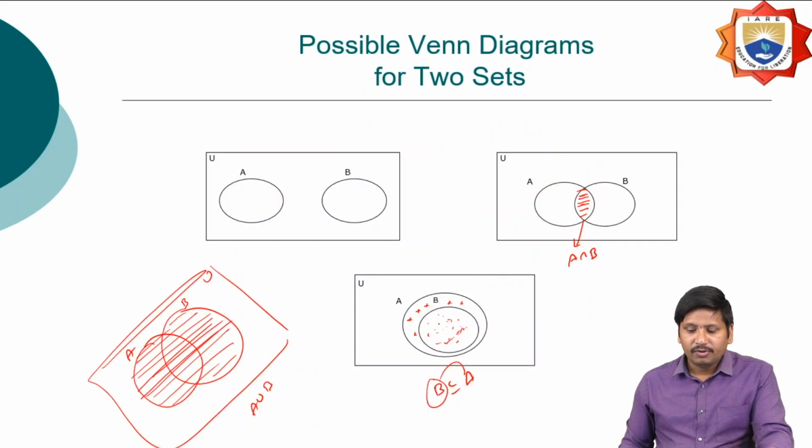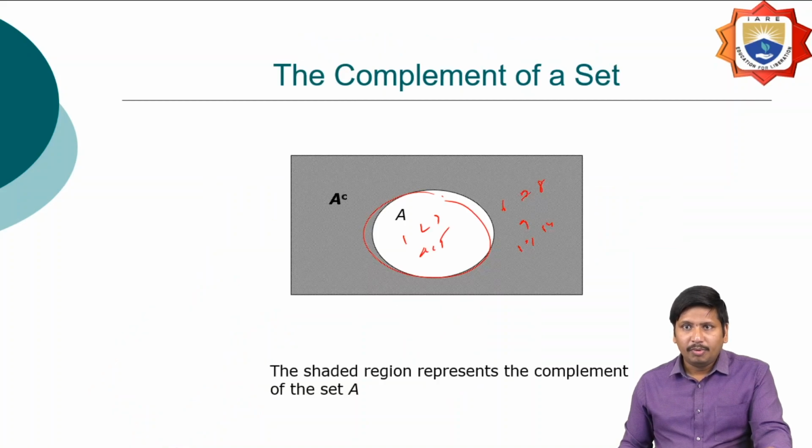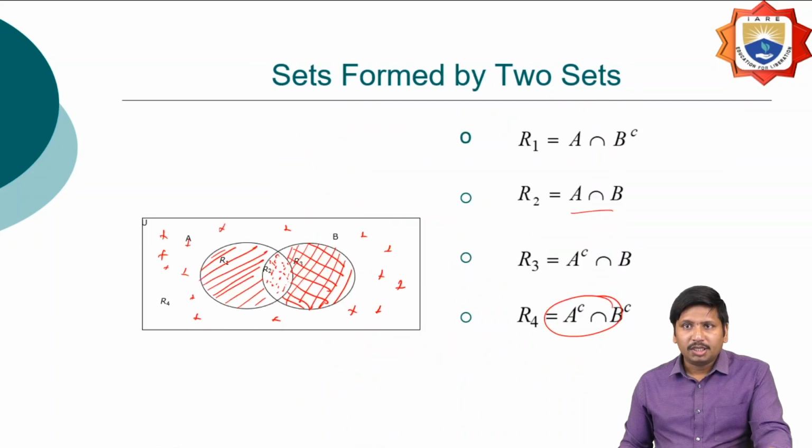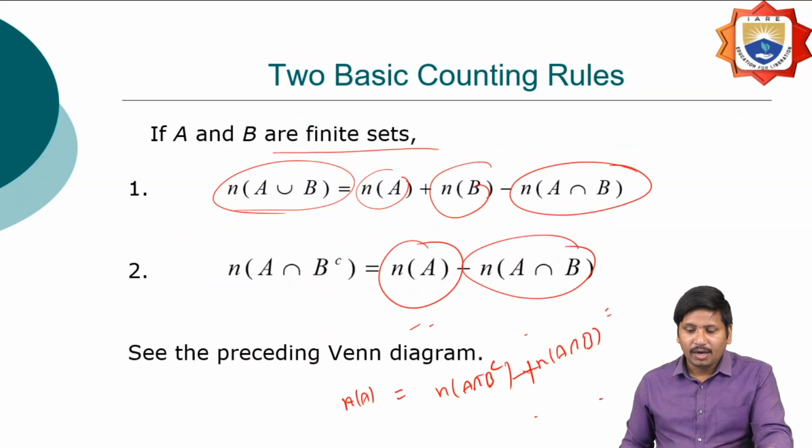So these are different representations of sets like union, intersection, complement, and disjoint, like the subset. The complement of a set looks like this, and the union of sets covers everything, and the intersection is the common part, and then the sets formed by the different sets. So just now I showed how those regions specify the values and what equations have to be followed.